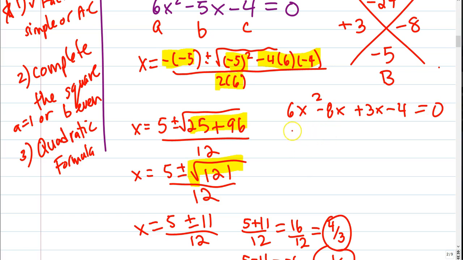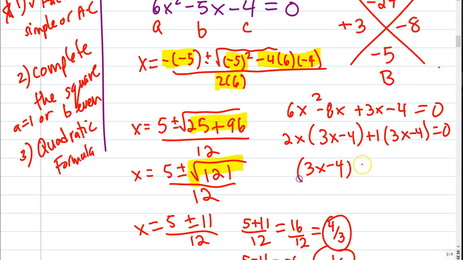Out of the first two comes a 2 and an x, leaving us with 3x minus 4. The second two already are 3x minus 4, but we put out a plus 1, leaving 3x minus 4. So my two groups are what they have in common, what they don't. I can solve this by setting each of these equal to 0.